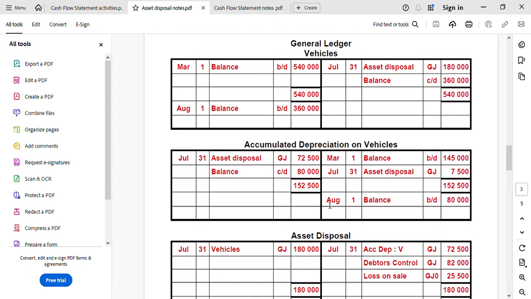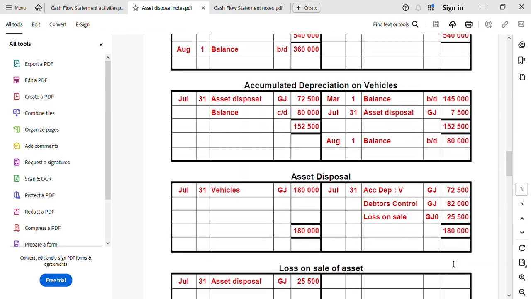Okay, asset disposal, you can see the double entry. I credit vehicles, I debit asset disposal. I debit accumulated depreciation, I credit asset disposal. I debit debtors control, I credit asset disposal. I debit loss on sale, an expense, and I credit asset disposal. Now if you've done this correctly, when you add up, the two sides must actually be equal.